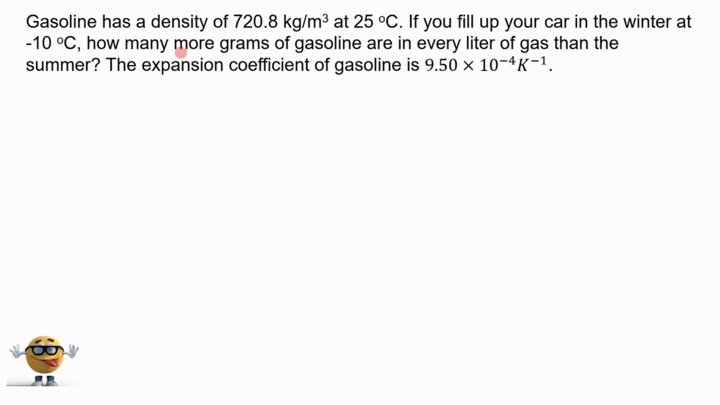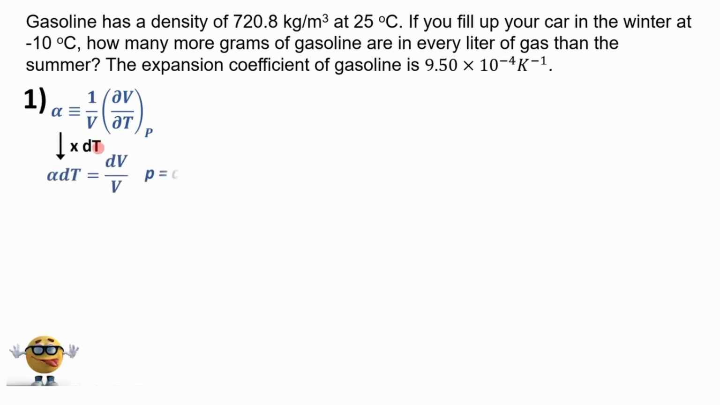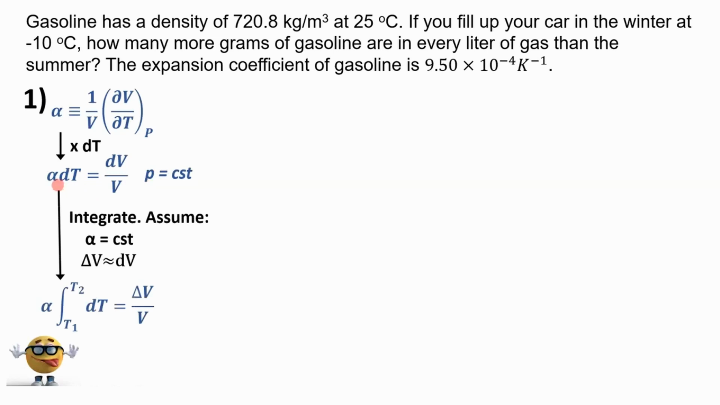So we're going to start off, and often with expansion coefficients and isothermal compressibility coefficients, if you're given those in questions, it's often good to start off with the definition. So the expansion coefficient is defined as 1 over the volume times the partial derivative of volume with respect to temperature, holding pressure constant. Now we're going to multiply both sides by dT to get alpha dT equals dV over V, and we're under constant pressure conditions. Now we can integrate, so we're going to integrate both sides.